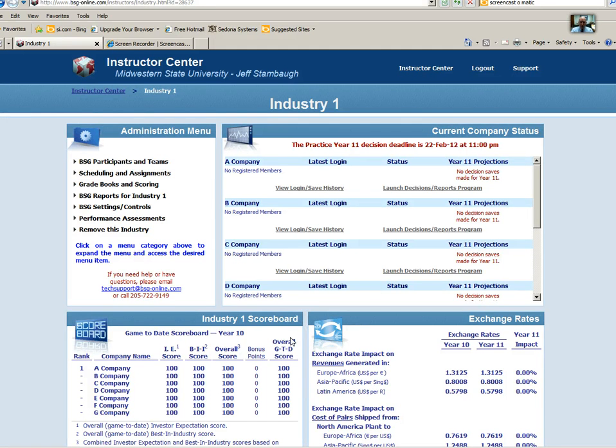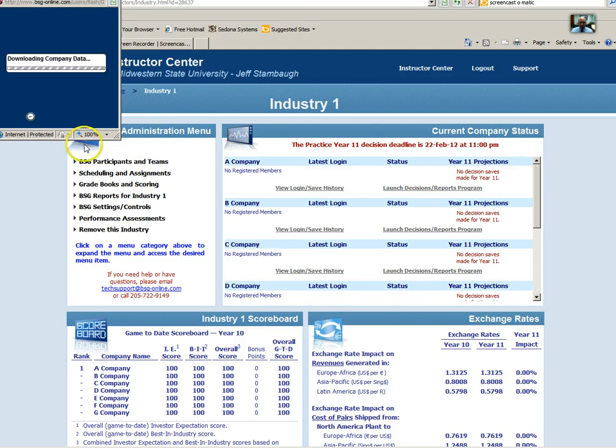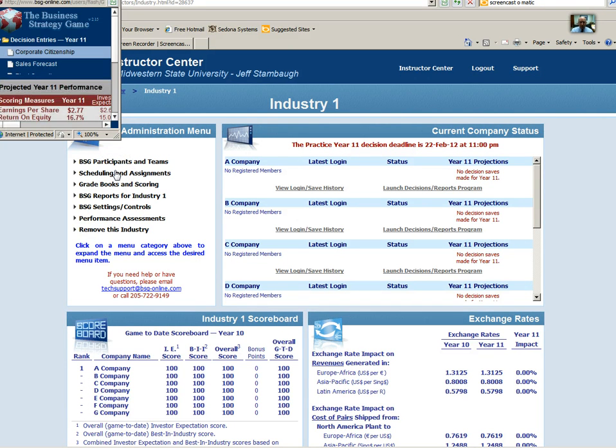This is what my first screen in BSG looks like. Undoubtedly, yours in the student screen looks a little different. I'm going to launch the decisions and reports. If you noticed up here, it's a flash box that begins opening. I opened it a little bit earlier this morning, so it may download quickly, but it may take a while.